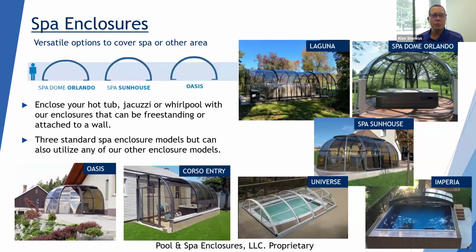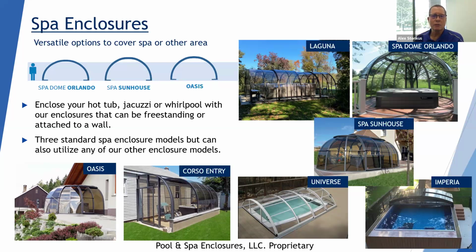Then we get into the spa enclosures. We have the Spa Dome Orlando, which is a dome shape. The standard size on that is 13.5 feet in diameter. It's 7.5 feet high. We have the Spa Dome Orlando 5000, which is 5 meters, about 16 feet 5 inches in diameter. It's 8'10" high.